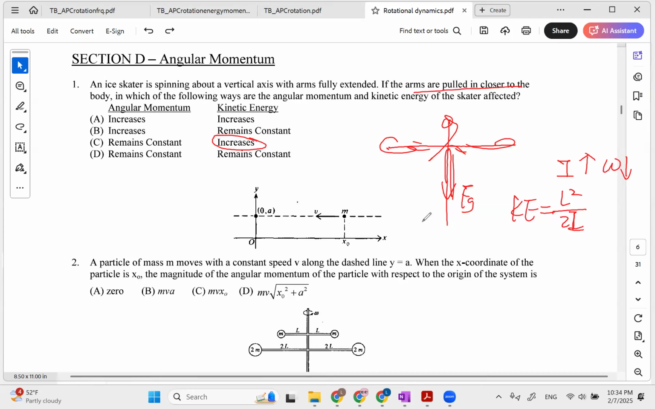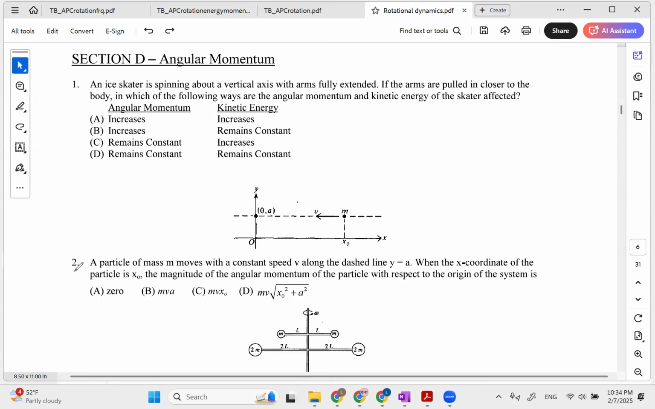Good. Jameson, any other question here? No, right? It's good. So this is the way how you apply the equation. Now, how about question two? Jameson, you can read the question quickly. A particle of mass m moves with a constant speed v along the dashed line y equals a. When the x-coordinate of the particle is x naught, the magnitude of the angular momentum of the particle with respect to the origin of the system is.